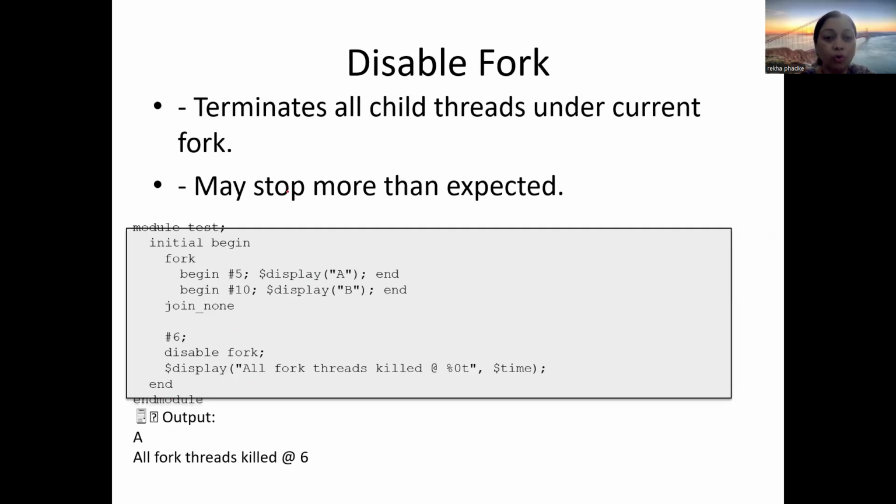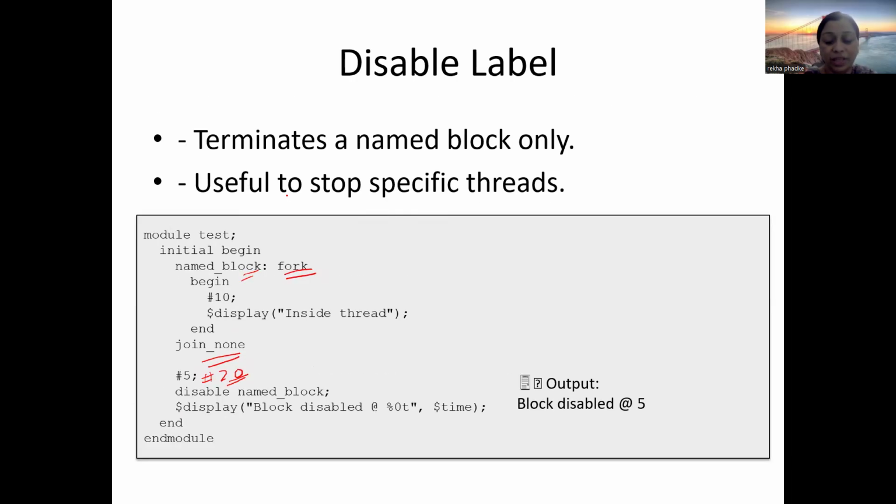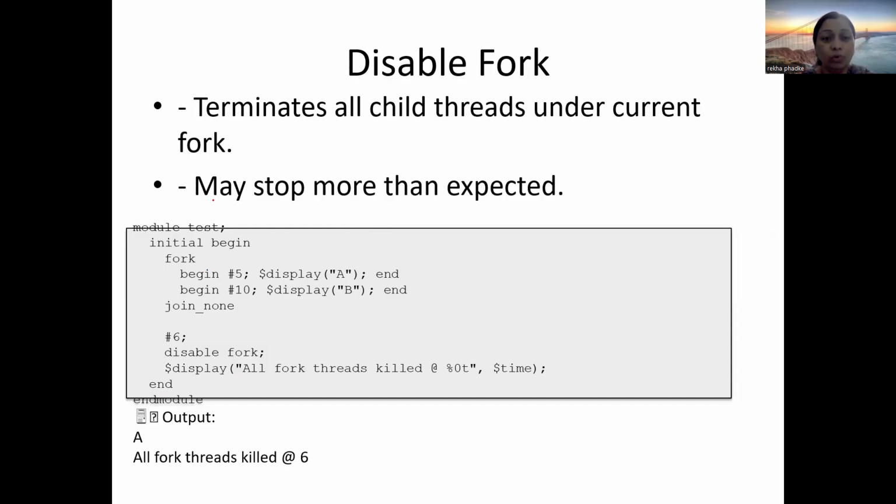Then we have disable fork. Similar to disable, where the entire block is disabled based on which block we are disabling, we can also say disable fork. What does it do? When I say disable fork in my code, it terminates all child threads under the current fork. It may stop more than expected. So like this, here I have module test, initial begin, fork, join_none is the block wherein I have two statements inside the fork block. One which is at 5, I'm displaying A. One which is at 10, I'm displaying B. Okay, but it's inside join_none.